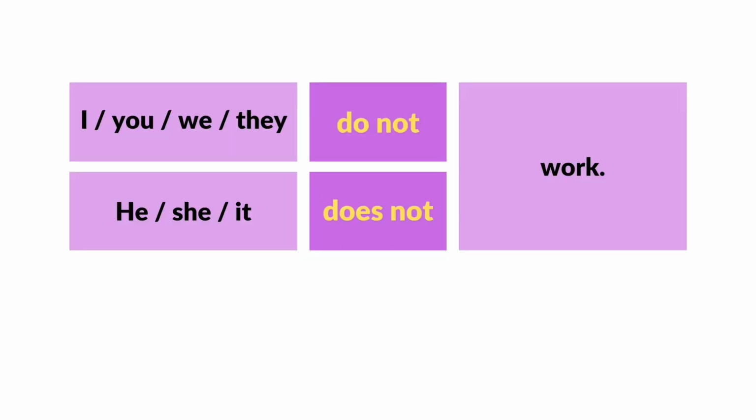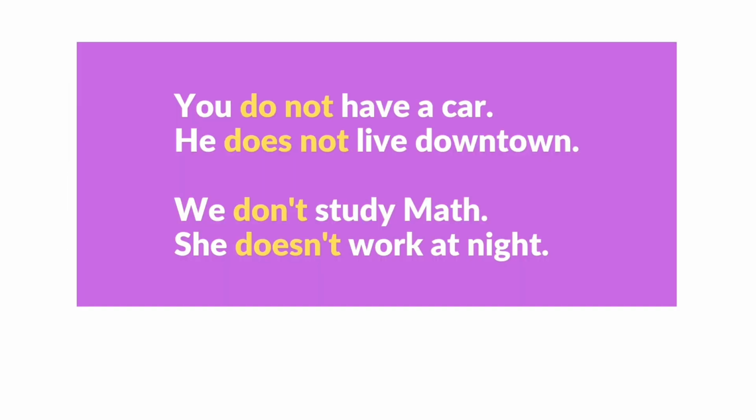As you can see here, I, you, we, they do not work. He, she, it does not work. Some more examples. You do not have a car. He does not live downtown. Now the contracted forms. We don't study math. She doesn't work at night.